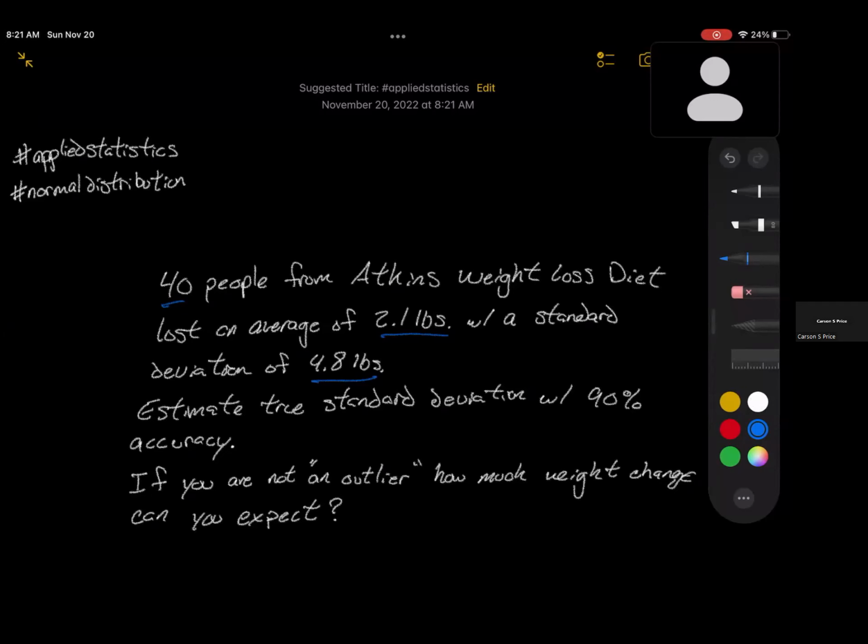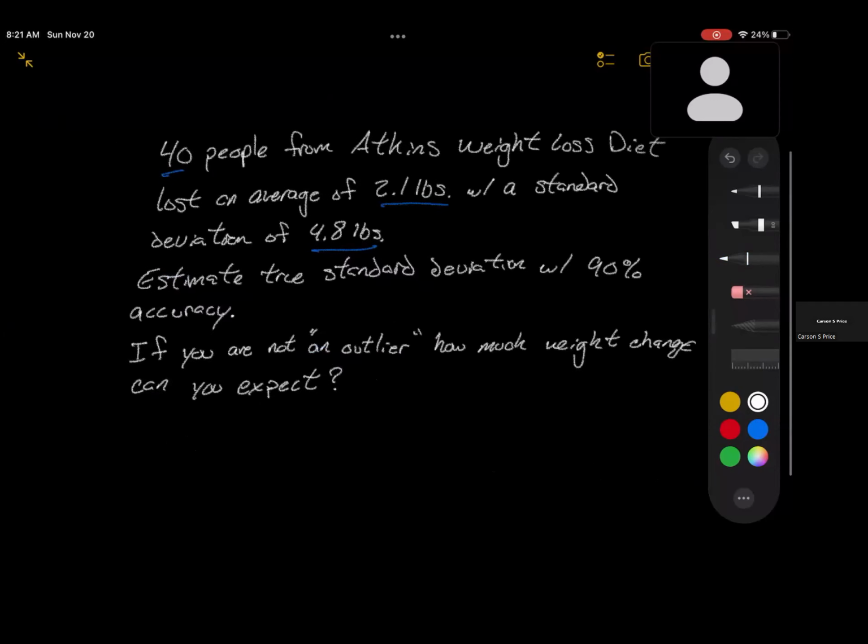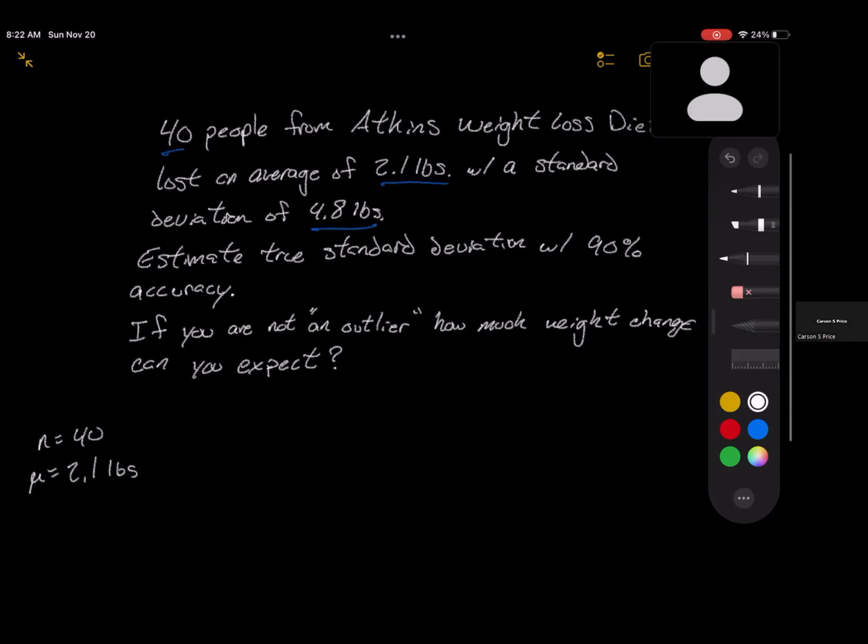So in fact, let's go ahead and start writing these down, give them variable names. Let n be the number of people that participated in this study. We had 40 people. The average weight loss was 2.1 pounds. And the standard deviation of the sample, so let's say standard deviation sub s for sample, was 4.8 pounds.